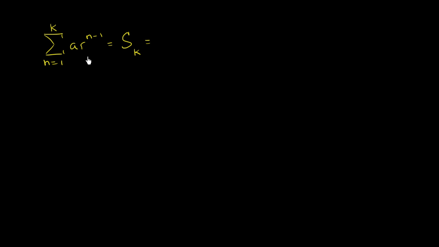And if I wanted to expand this out, this would be a times r to the 0th power, which is just a. Actually, let me just write a times r to the 0 plus a times r to the 1st plus a times r squared. All the way, we keep going, plus a times r to the k minus 2 plus a times r to the k minus 1. This is a finite geometric series.